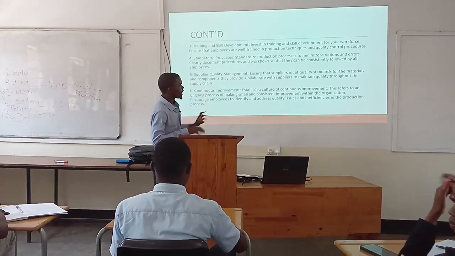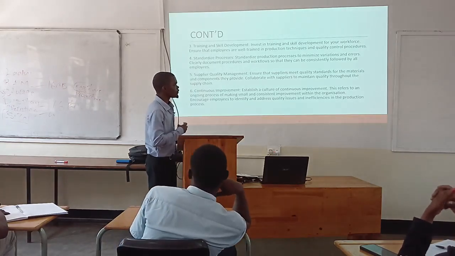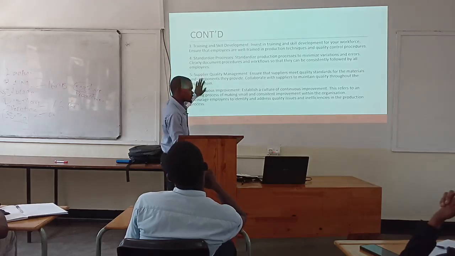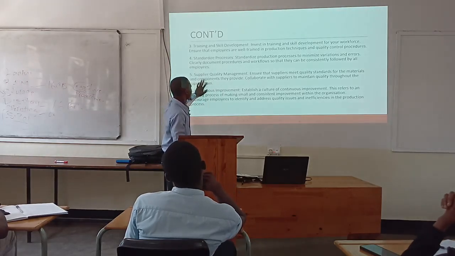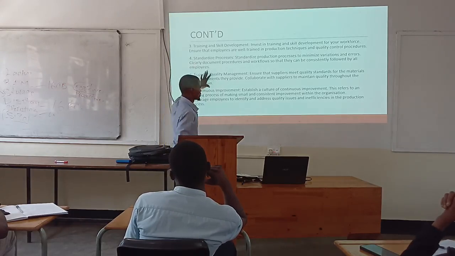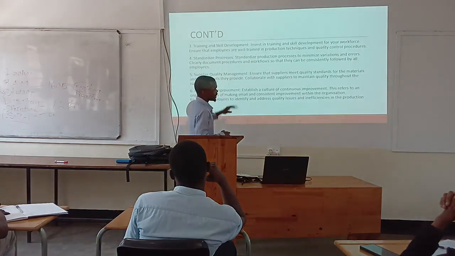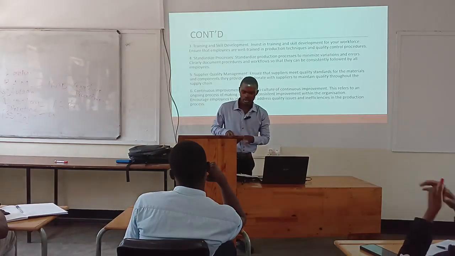So if you are asked, what are some of the ways of achieving quality within the organization? Then you have to be able to describe these factors. You can describe standardizing processes, training and skill development, or supply quality management as ways of achieving quality within the organization.